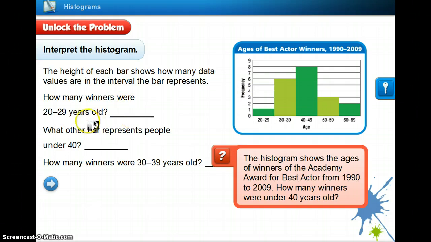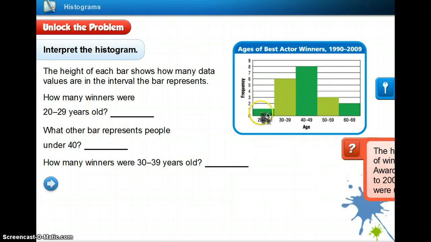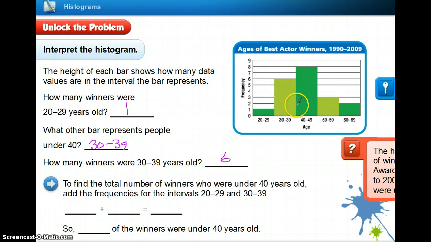Now here it says, how many winners were 20 to 29 years old? Well, there was one. So there's only one. And then what other bar represents people under 30? Well, obviously 20 to 29, and then we have 30 to 39. So this would be 30 to 39. And how many of those? There were 6. See the 6 right there. So you have to think, well, people under 40 would be all of these people here. So there's 6 plus 1, and that would be 7. So there were a total of 7 winners that were under 40 years old.